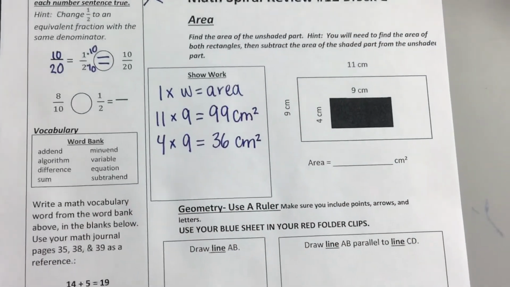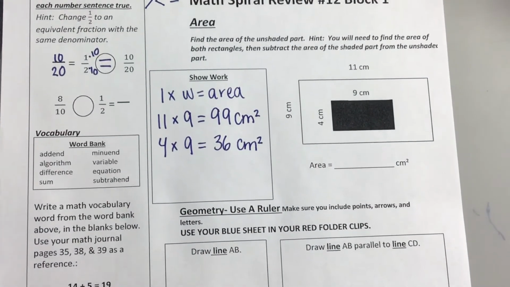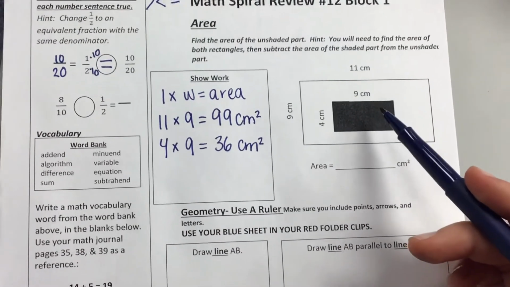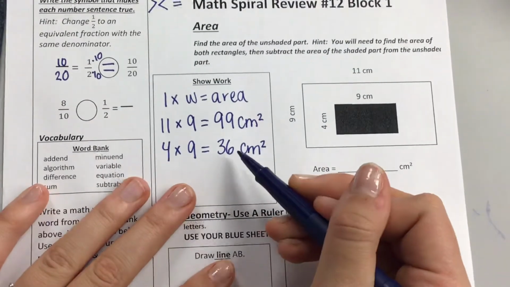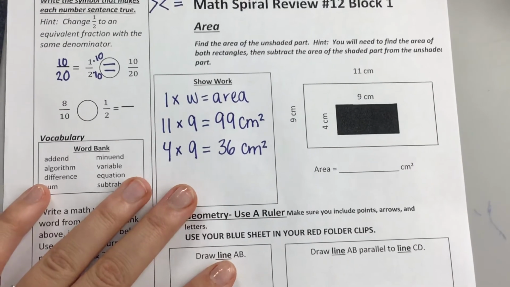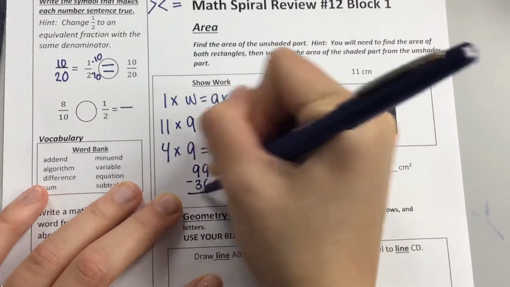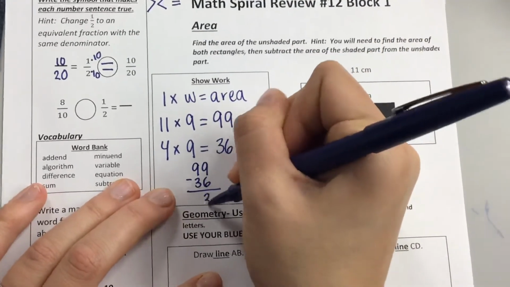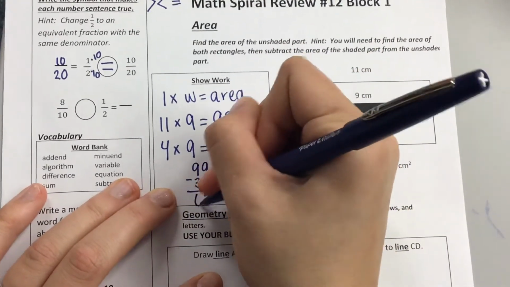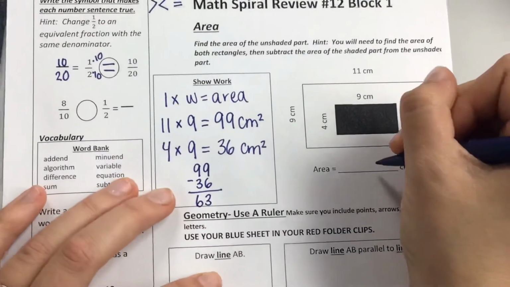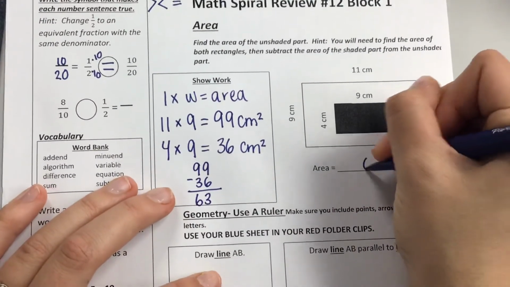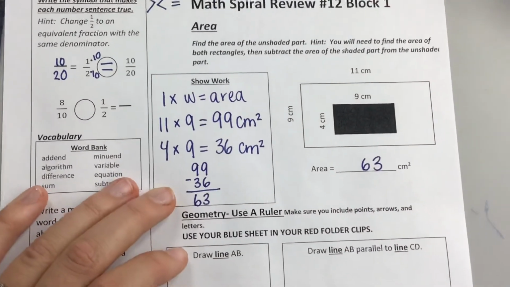So they want to find the area of the unshaded part, which means we have to subtract the shaded part from the unshaded part. So we are going to do 99 minus 36. 9 minus 6 is 3. 9 minus 3 is 6. So the area of the unshaded part is 63 centimeters squared.